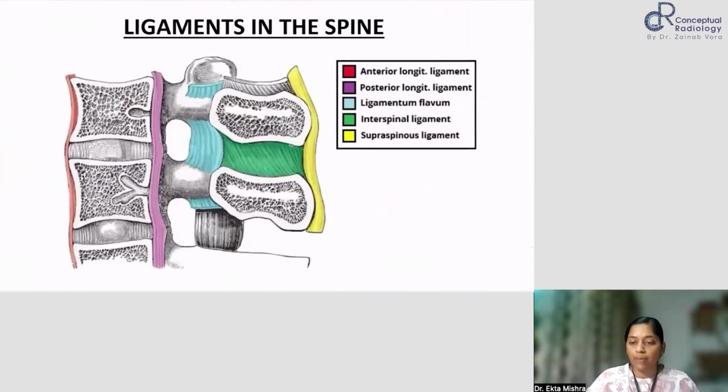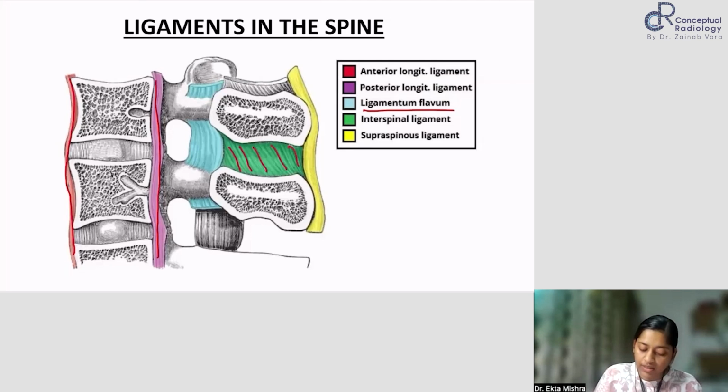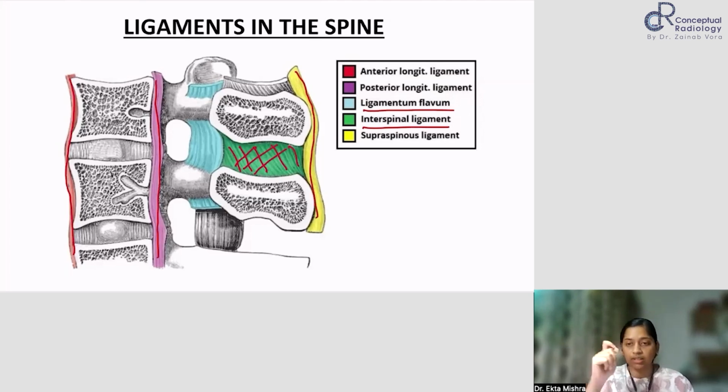So talking about the important ligaments in the spine. Anteriorly, this is the anterior longitudinal ligament, which is located anterior to the vertebral body. And posteriorly, we have the posterior longitudinal ligament. Then there are ligaments which line the posterolateral walls of the spinal canal. This is the ligamentum flavum. Then there are ligaments located between the spinous processes, and this is the interspinous ligament. Then the last ligament is the supraspinous ligament, which touches the tips of the spinous processes.